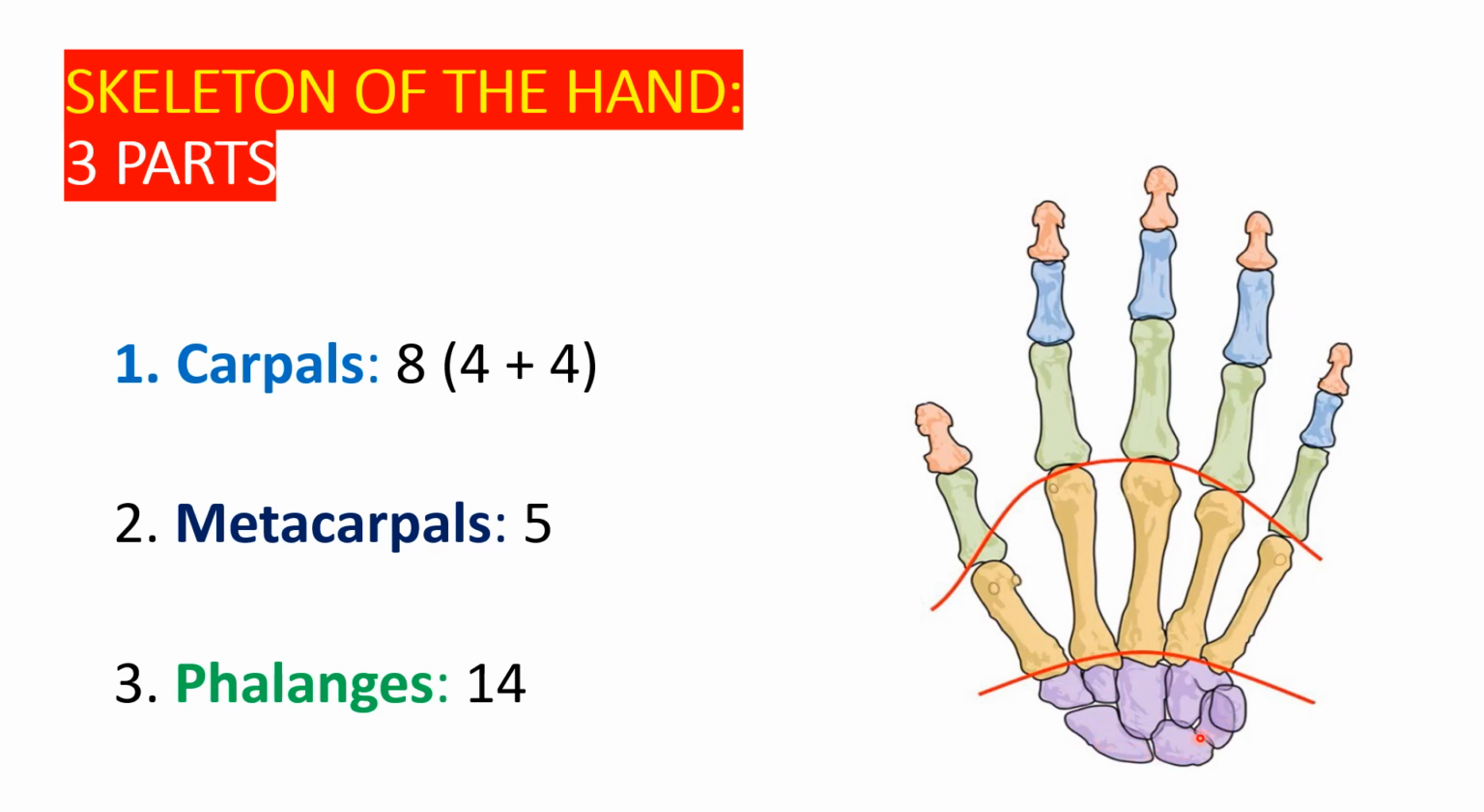So 4 on each row. 1, 2, 3, 4. Then we have 1, 2, 3, 4. So making 8 bones for the carpals. Then for the metacarpals, we have 5 bones. 1, 2, 3, 4, 5. Then for the phalanges, we have 14 bones. 3 on each finger except the thumb, making 14 phalanges.